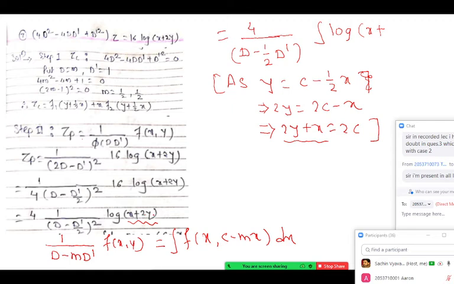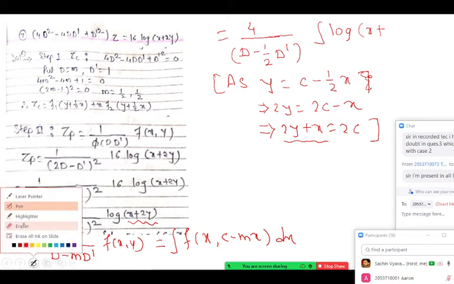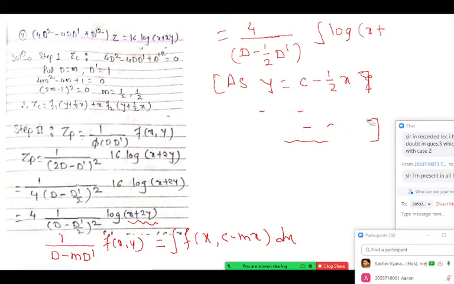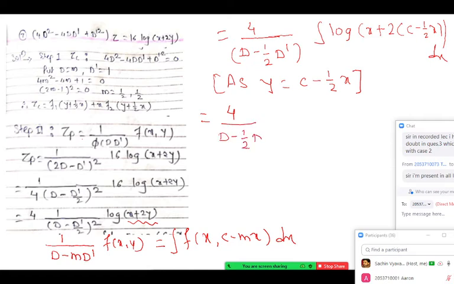Because it is log of x plus 2y, and we are going to replace y by c minus, or you should not confuse. Otherwise, you can go step by step. I will not write anything here. Let me replace y by c minus 1 by 2x only. Because of this there is a 2y, so I'll take here 2 times c minus 1 by 2x. So we replace y by that, dx as it is. Next term 4 upon d minus 1 by 2 d dash as it is.